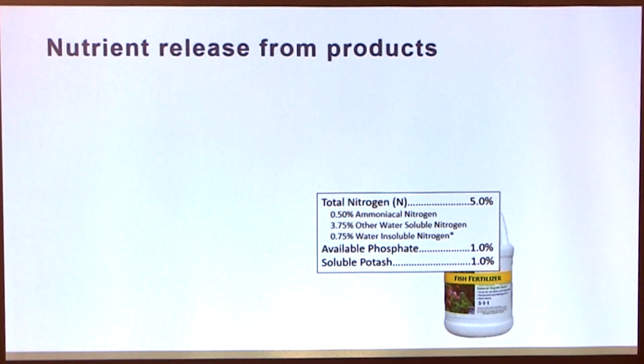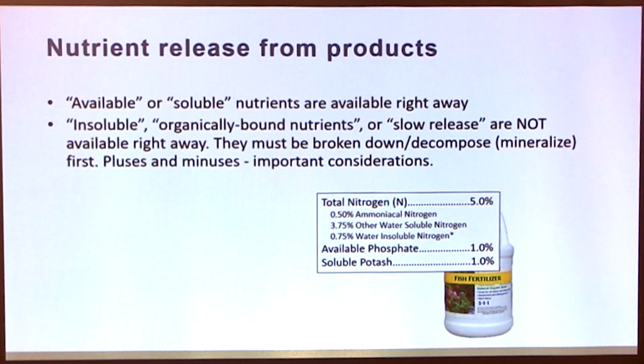One thing I want to make another point on is reading the back of some of these products. There are the three numbers on the front, which are always in the same order, NPK, but if you turn it around, there's a lot of other words. Fish emulsion is one of my favorites. It's 5-1-1, ammoniacal nitrogen, water-soluble nitrogen, water-insoluble. What that means is that if it's soluble, the nutrients are available right away. Otherwise, they're not available right away.